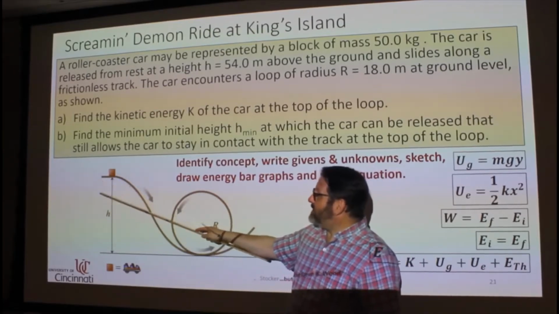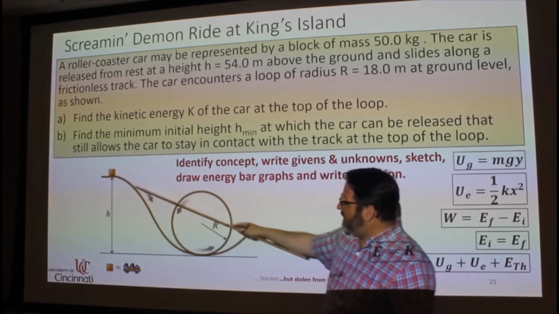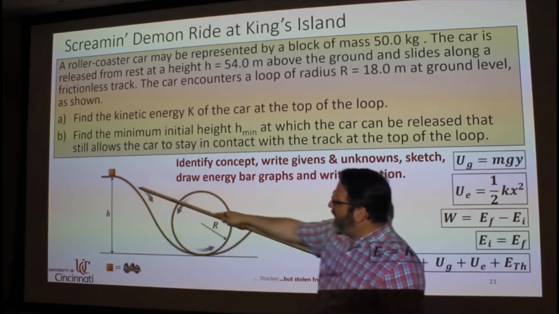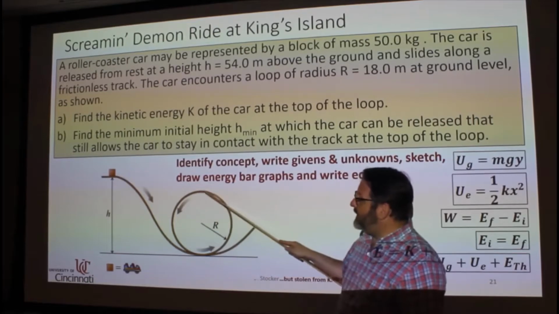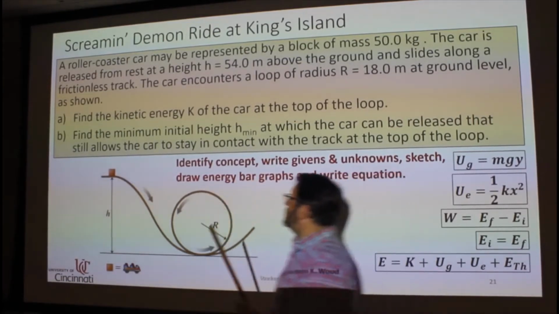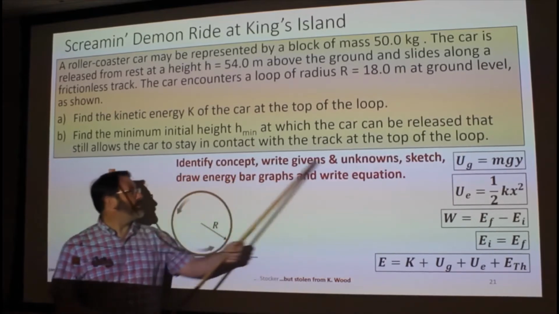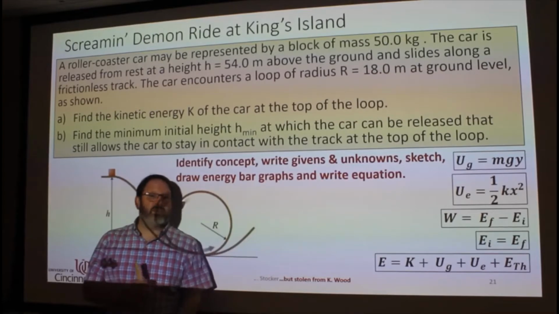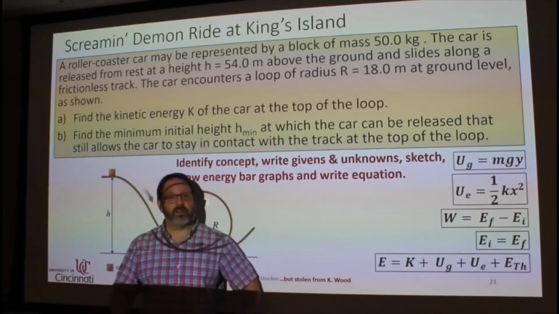So in this question, we'll be looking at the kinetic energy of the roller coaster and how high this has to be so that it can stay on the track at the top. It says here, identify concepts, write all these things, write the equation. It doesn't say to solve it. I'm actually going to go through and solve it as well.